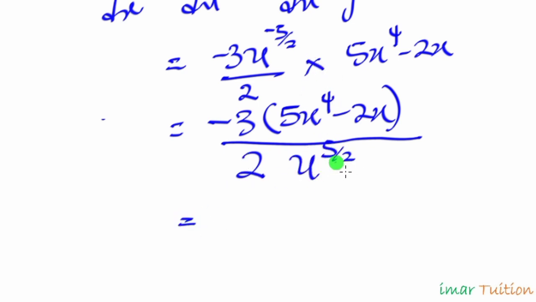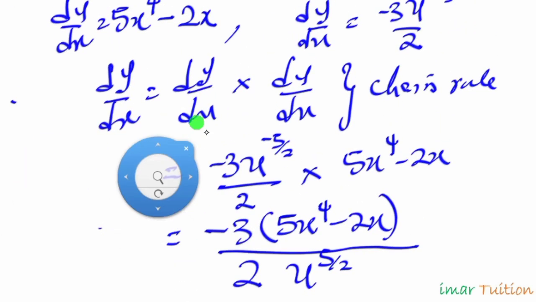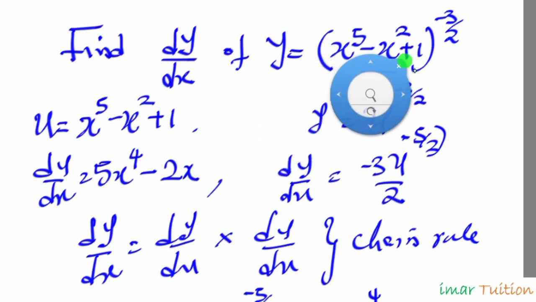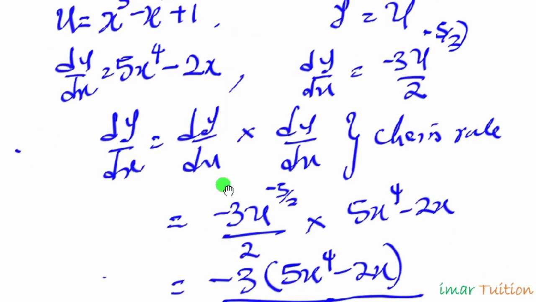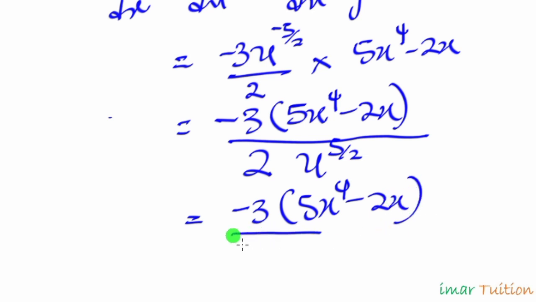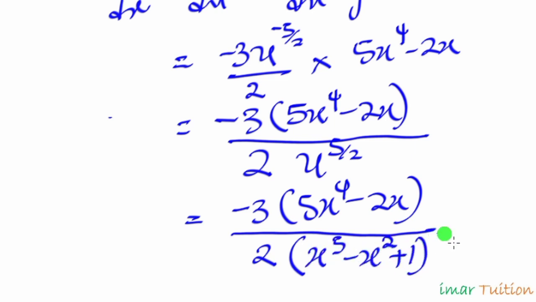At this point, we have to bring the value of u. You recall from our opening question that u is equal to x^5 - x^2 + 1. So we'll bring that value to replace u. So we'll now have minus 3 (5x^4 - 2x) at the top divided by 2 (x^5 - x^2 + 1) raised to the power 5 over 2. You can actually do that to take the fifth root if you want to.